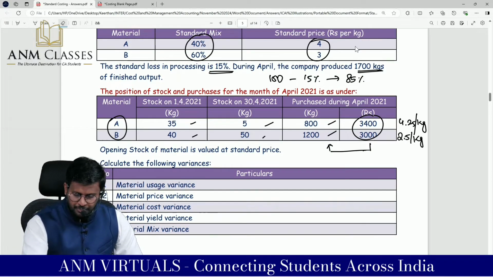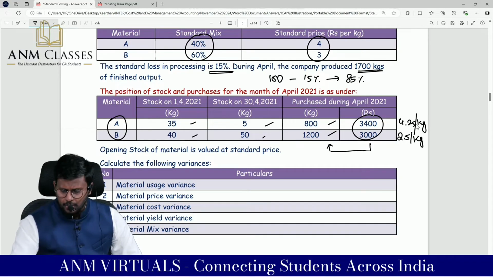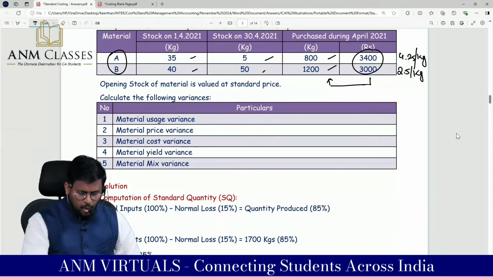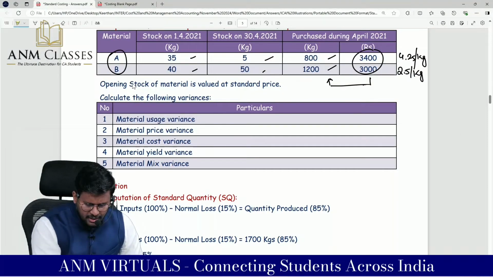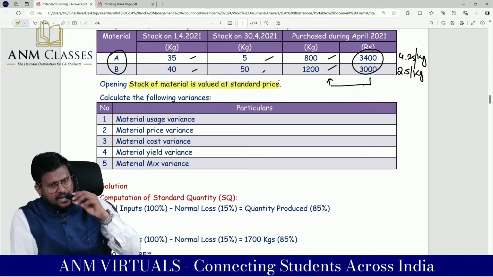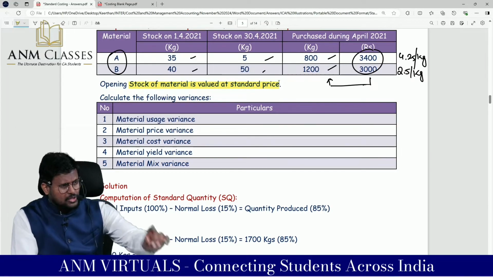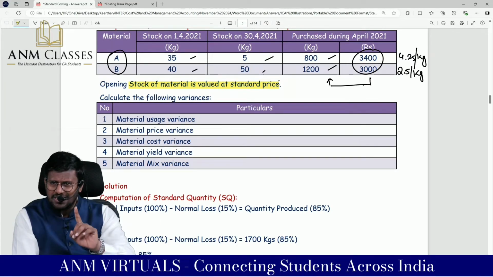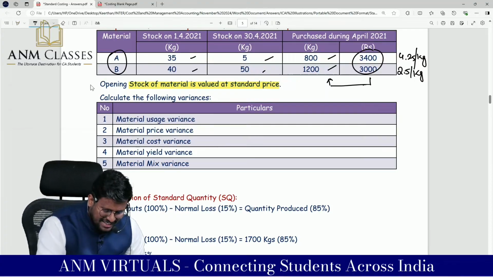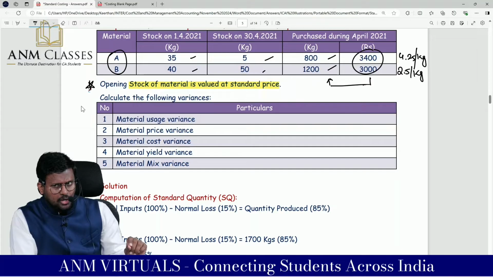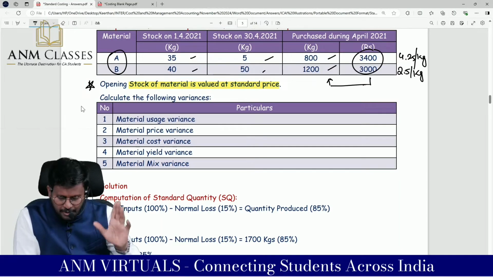Actual price. So standard price is 4 rupees and 3 rupees. If you were asked to buy at 4 rupees, you have bought at 4 rupees 25 paise. If you were asked to buy at 3 rupees, you have bought at 2 rupees 50 paise. Opening stock of material is valued at what price? Standard price. That means opening stock should be valued at standard price. This is an indication in the question. Very important line. Opening stock is valued at standard price level.